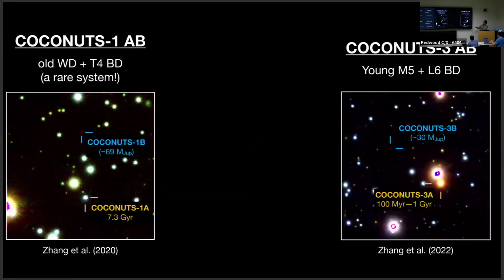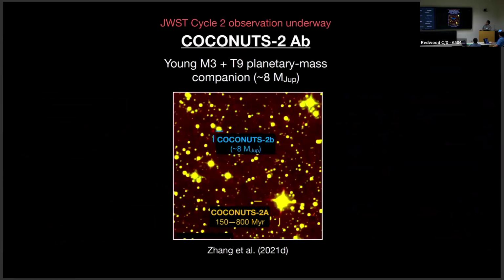One of the examples is COCONUTS-1. This is a rare system composed of a white dwarf plus a brown dwarf. Also COCONUTS-3, which is a young M5 dwarf plus an L6 brown dwarf. You might be wondering where COCONUTS-2 is. The COCONUTS-2 system is composed of a young M3 star with a T9 planetary mass companion. The mass is about 8 Jupiter masses, and the planet-to-host-star mass ratio is about 0.002. That satisfies the IAU working definition of an exoplanet. So you can call it an exoplanet, a planetary mass object, or a low mass brown dwarf based on your personal preference.